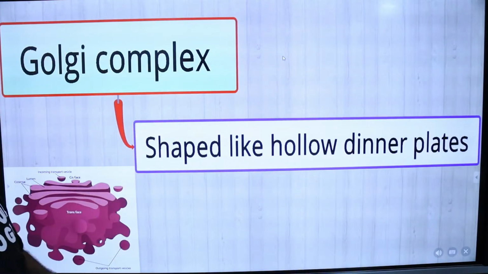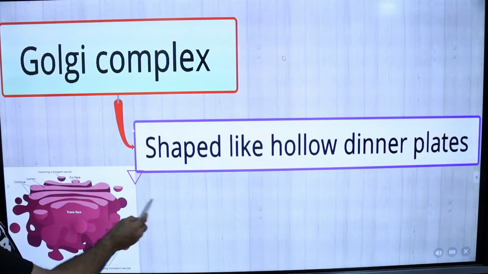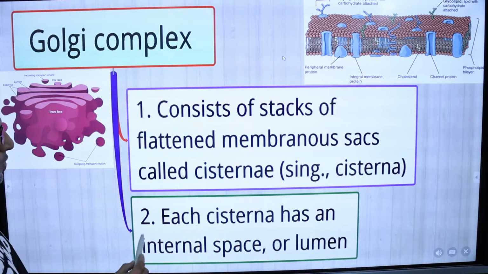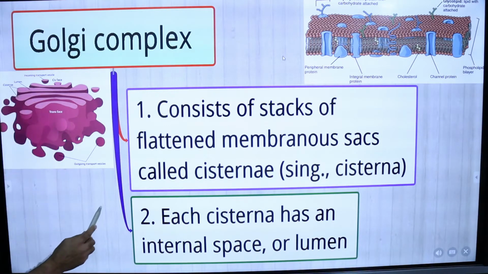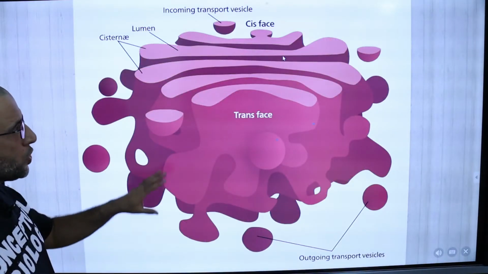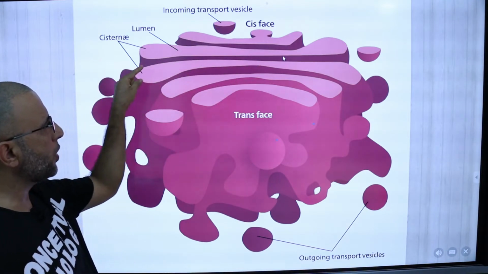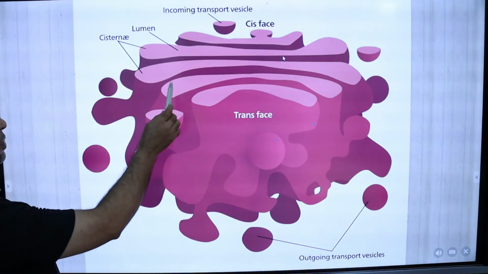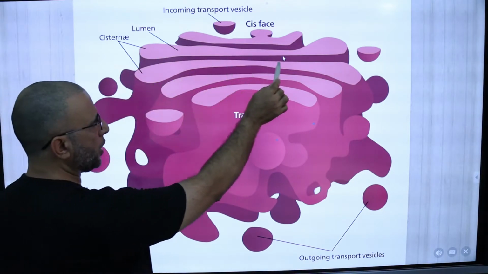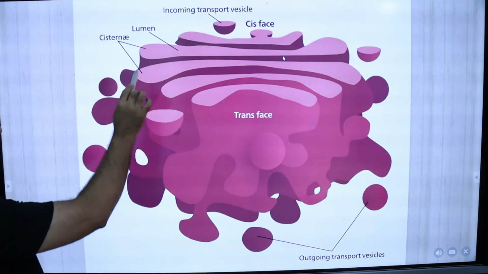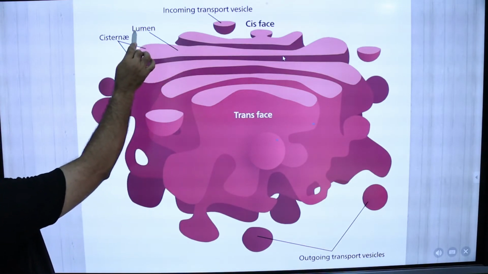The shape of Golgi complex is like hollow dinner plates. Golgi complex consists of stacks of flattened membranous sacs called cisternae. Singular is called cisterna, and each cisterna has internal space that is called lumen. So, in the Golgi complex there are many flat membranous structures which are stacked together, and each flat membranous structure is called cisterna, plural is called cisternae. Inside each cisterna there is a cavity that is called lumen.